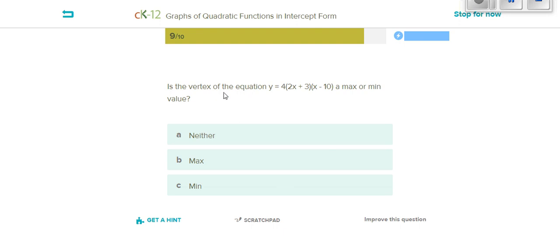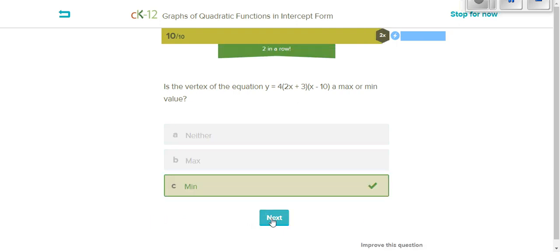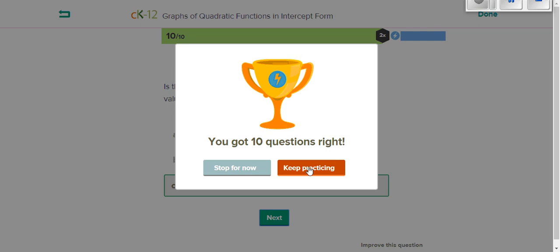Okay, is the vertex of the equation a min or a max on this one? The 4 is? It's a min. Yeah, it's a positive. Exactly. Too easy. Okay, I'm going to stop for now.